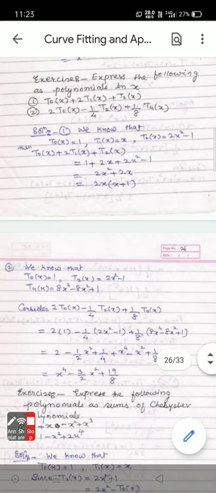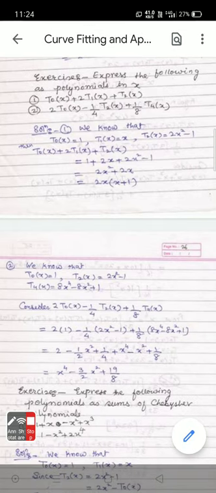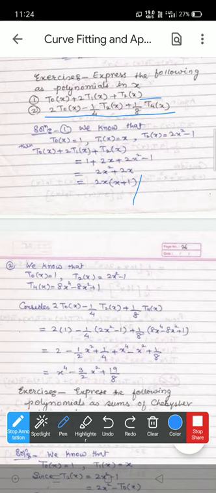Next is, express the following as polynomials in x: T0(x) + 2T1(x) + T2(x) and 2T0(x) - 1/4 T2(x) + 1/8 T4(x). Isko values rakke, isko polynomial ke form mein result lana hai. So first, we know that T0(x) = 1, T1(x) = x, T2(x) = 2x² - 1.